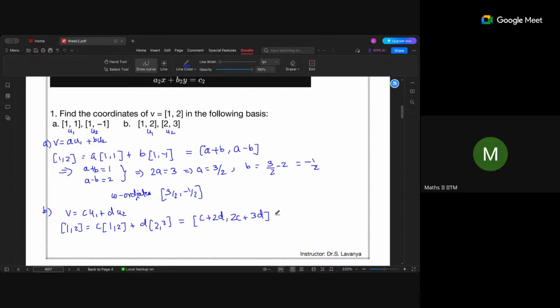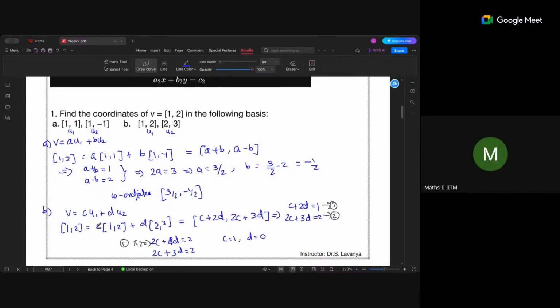Okay, fine. So what are the equations you will be getting? c plus 2d is equal to 1 and 2c plus 3d is equal to 2. If you solve this, you will have 2c plus 4d equal to 2 and 2c plus 3d equal to 2. So d here is 0 and c is 1. So the coordinates are 1 and 0. I'm just multiplying this. What is the final answer? 1 comma 0.